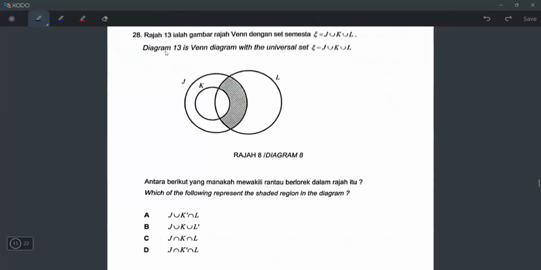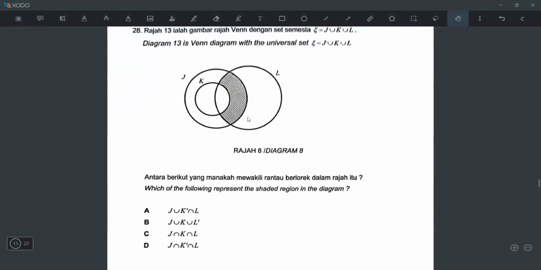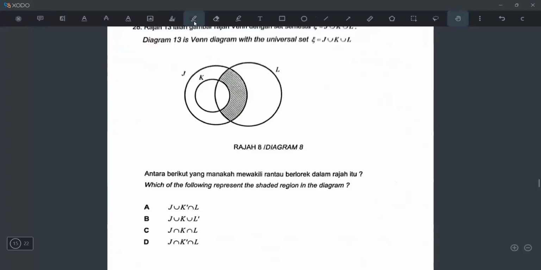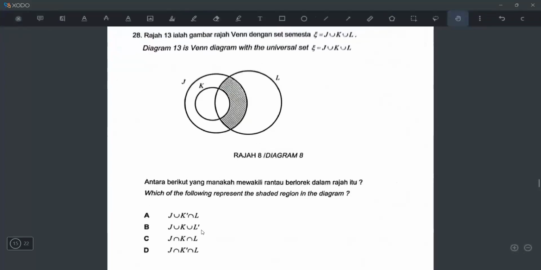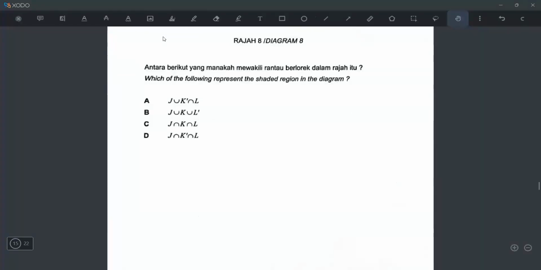Let's go to 28. Diagram 13 is a Venn diagram. Which of the following represents the shaded region in the diagram? Okay, you have to know something. You are doing paper 1, and in paper 1 they will give you the options. So don't try to be smart. You don't have to guess one by one. You just do all of it.